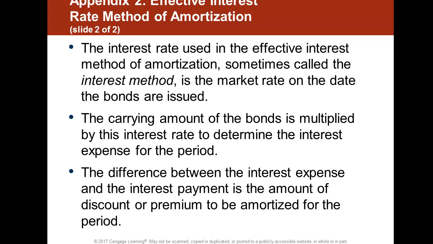Again, you calculate the interest expense using the market rate of interest, and then you calculate the cash paid to your bondholders, which is the face amount of the bond times the coupon rate. Those two numbers are subtracted from one another, and that's going to give you the amortization for that period.